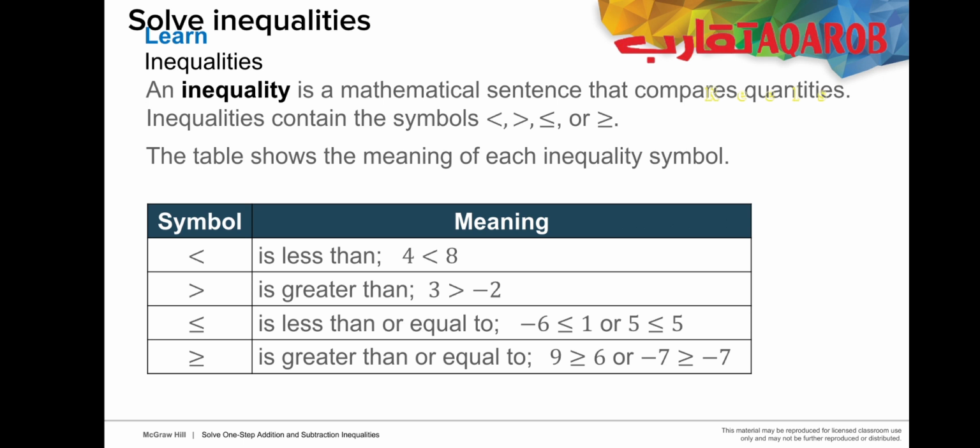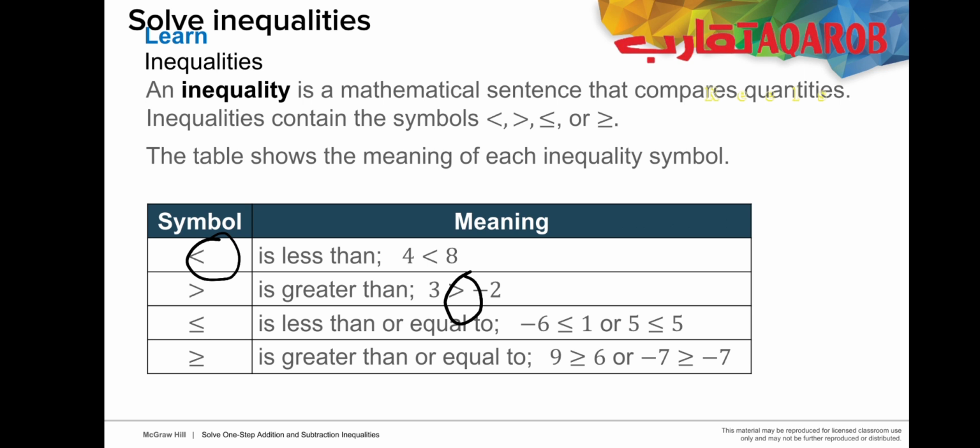The symbols we are using for inequalities are, the first one, which you can see here, less than. We can say that 4 is less than 8. Why do we use this as less than? Notice that we always read numbers from left to right. So here we are comparing 4 with 8. This is why 4 is less than 8. The second one, we can say that 3 is greater than negative 2.